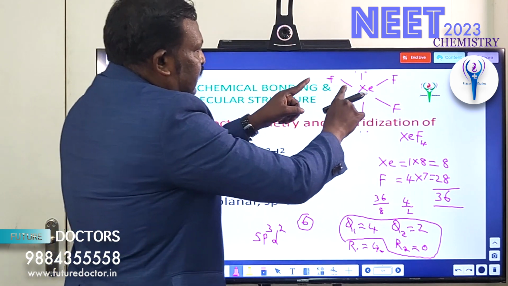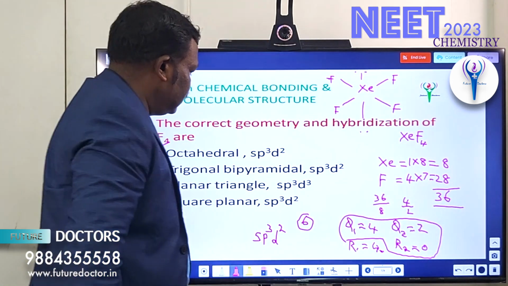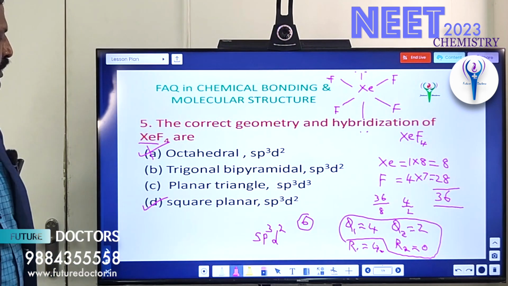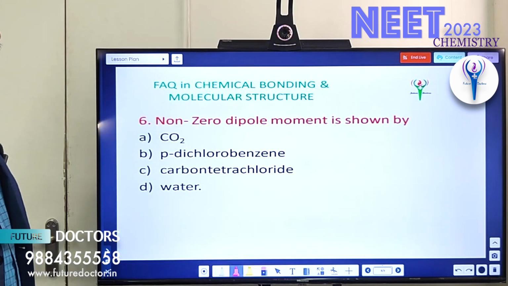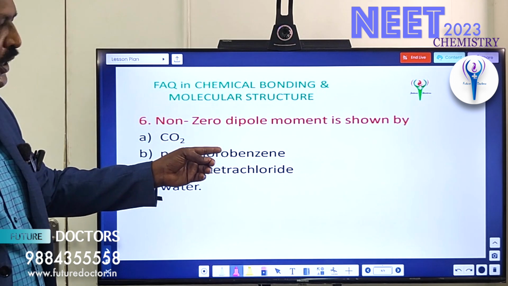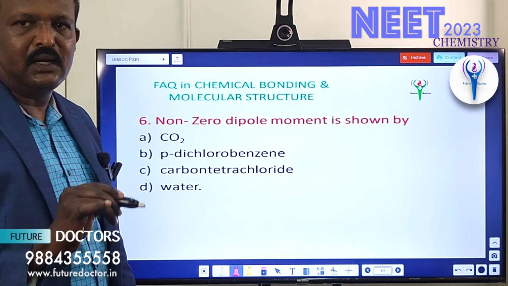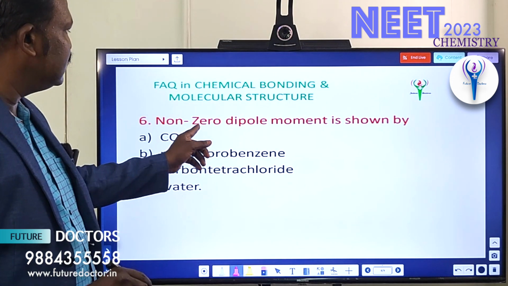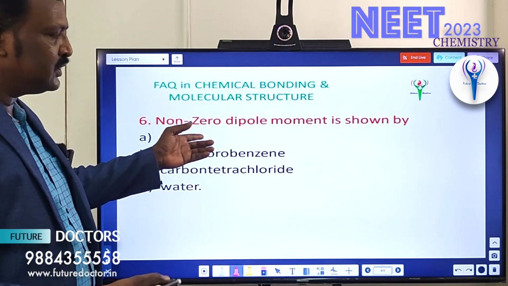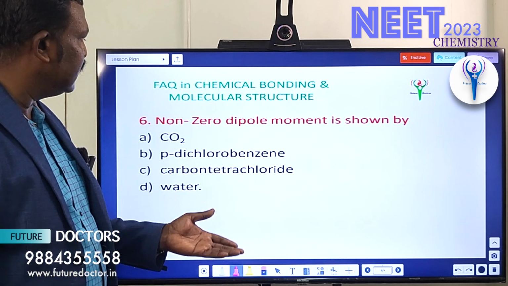That's why we can say it's called square planar. Understood? So this is the correct answer. Non-zero dipole moment is shown by, okay, the dipole moment. Dipole moment means it's a product of charge into distance. That's called dipole moment. Non-zero means here we have some dipole moment. If we have some dipole moment, then it's non-zero.